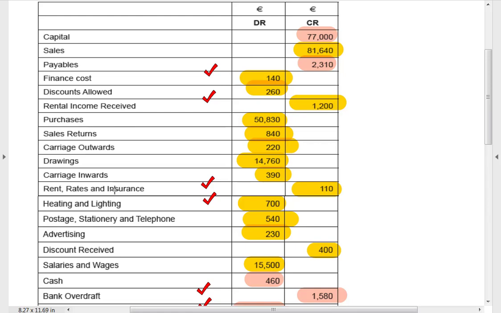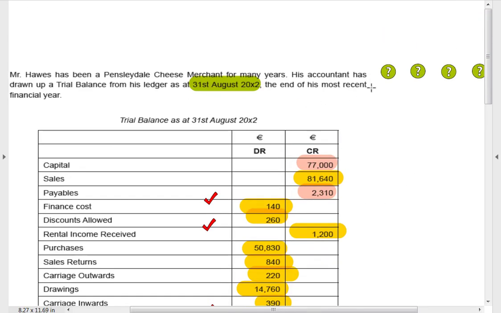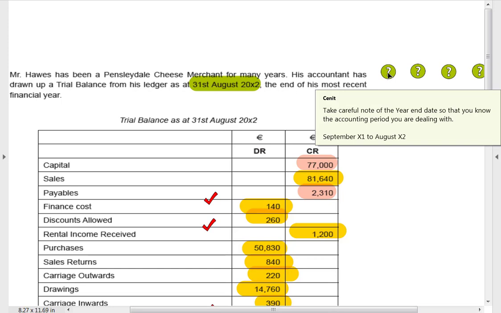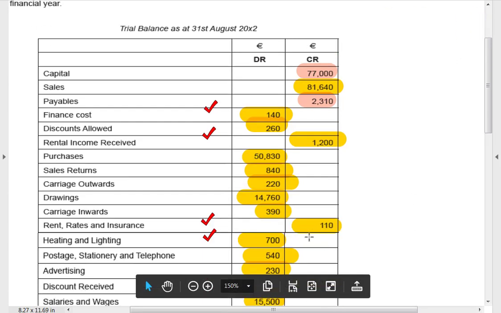Okay, so from the previous year, I have an accrual coming in, so I've got 110 there to start off with. So we're going to have a look at that, and what it means is that at the end of the previous year, we said that our year is September X1. So coming into September X1, we hadn't paid 110 euros of rent, and that's why it's showing up here for you on the credit side.